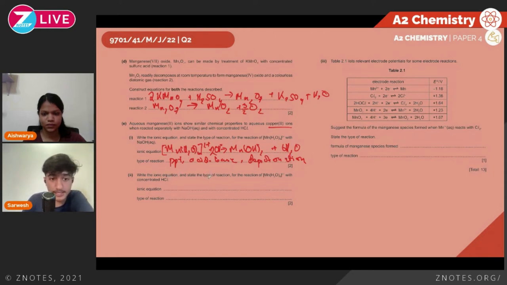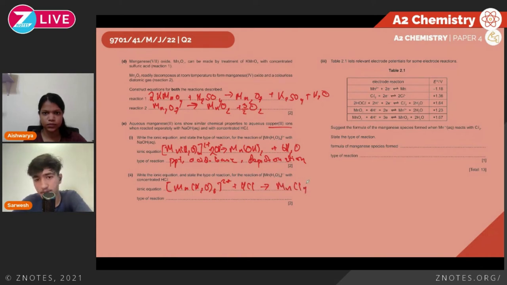So write the ionic equation and state the type of reaction for the reaction of [Mn(H2O)6]2+ with concentrated HCl. Okay. So what I'd assume is that manganese chloride forms, which has a charge of 2 minus. So let's see what else can form from this. Okay, basically just water. I guess since this is concentrated HCl, it's fine if I just write Cl minus. Okay, so 4Cl- plus 6H2O.